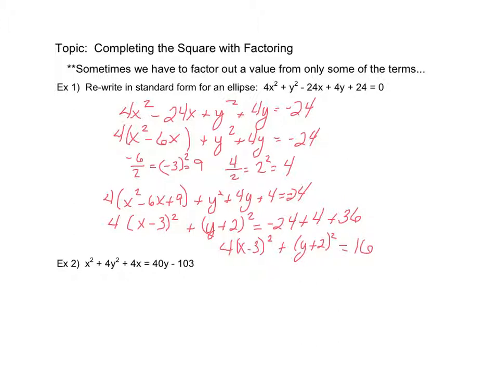Now, I didn't put them on here, but if I were to look at my vocabulary, the standard form of an ellipse tells me it should be equal to 1. So I'm going to go ahead and divide everything by 16. I can reduce here, giving me a final equation of x minus 3 squared over 4 plus y plus 2 squared over 16 equals 1.